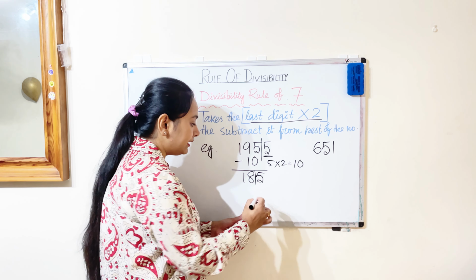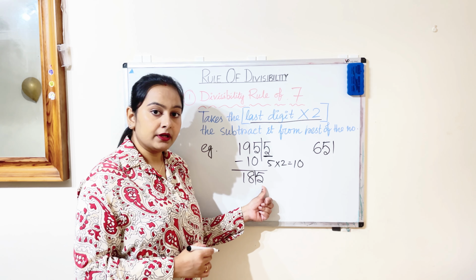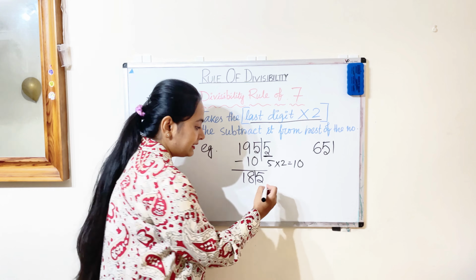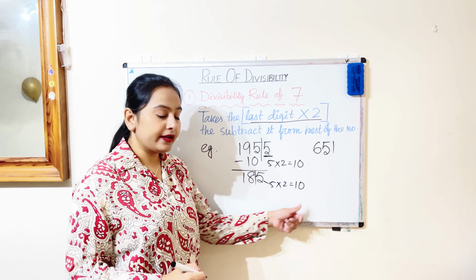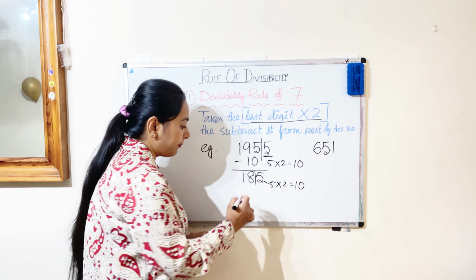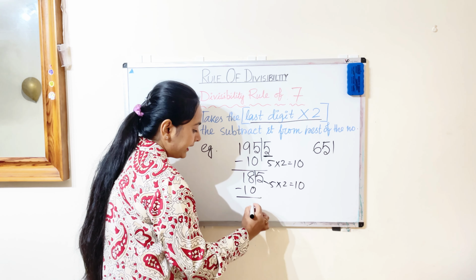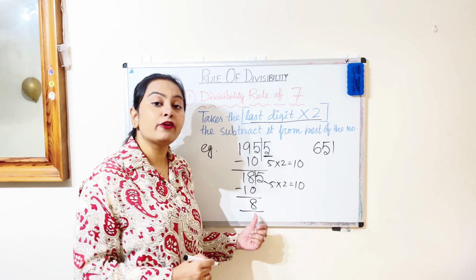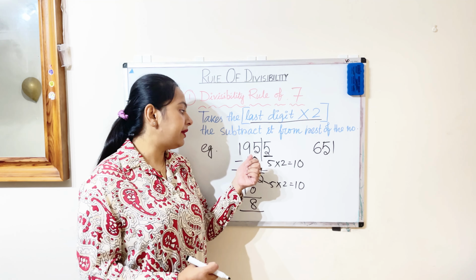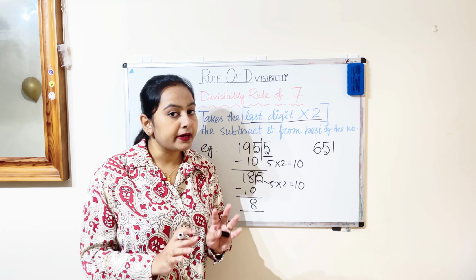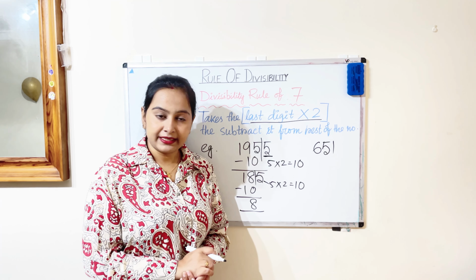Now take this one also. Again take the last digit of that number, that is 5. 5 2s are 10. Again subtract this 10 from the rest of the number, 18, from 18. So what are we getting from there? We are getting 8. So 8 is not divisible by 7. So that's why this number 1955 is not divisible by 7, right?